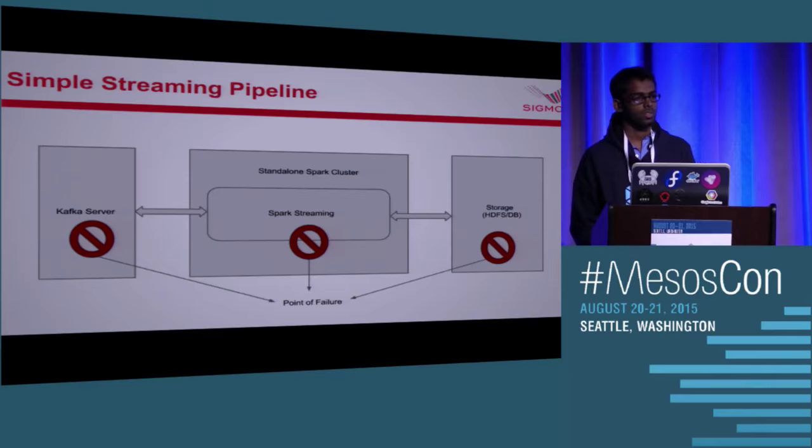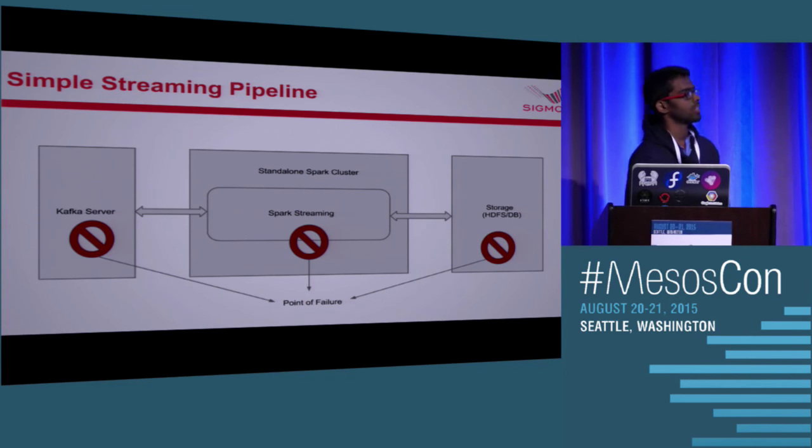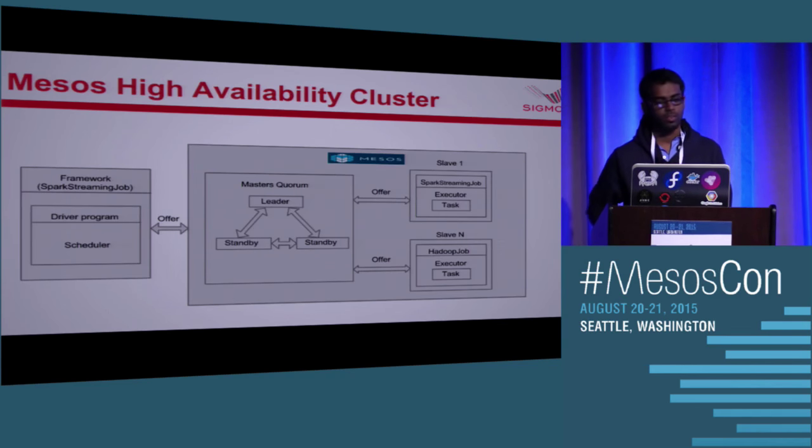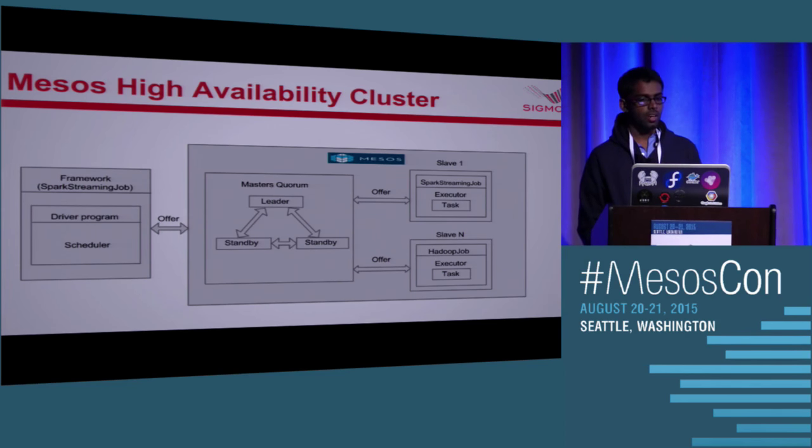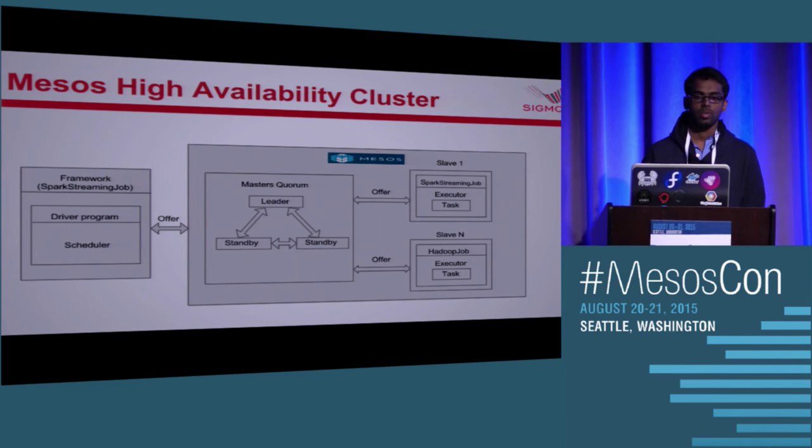Similarly for HDFS also. HDFS and Kafka themselves provide high availability; by default, you can just configure it. But in this talk, we'll focus more on Mesos, and how to run this stuff. So this is a high-availability Mesos cluster. This is how a high-availability Mesos cluster looks.